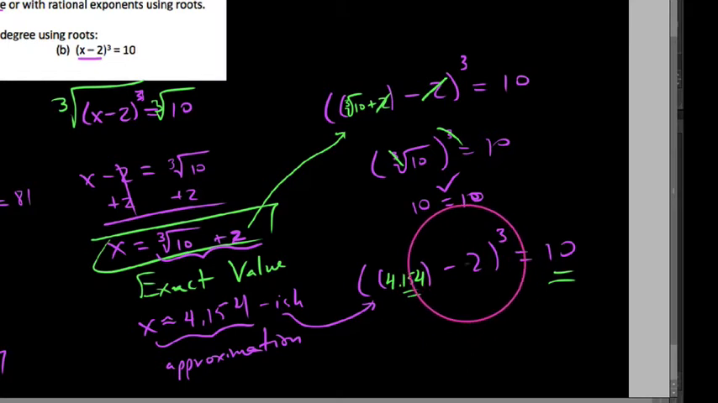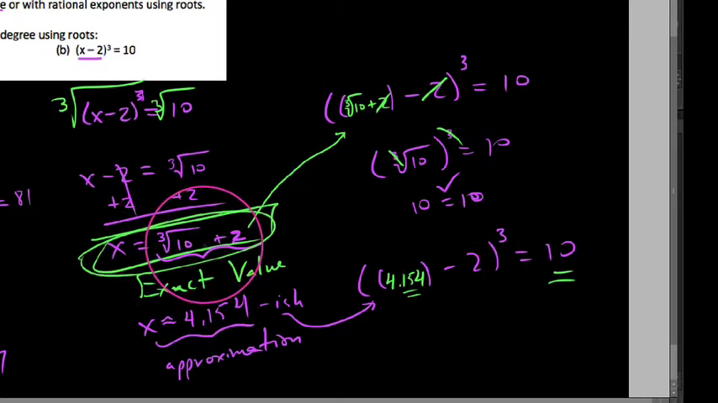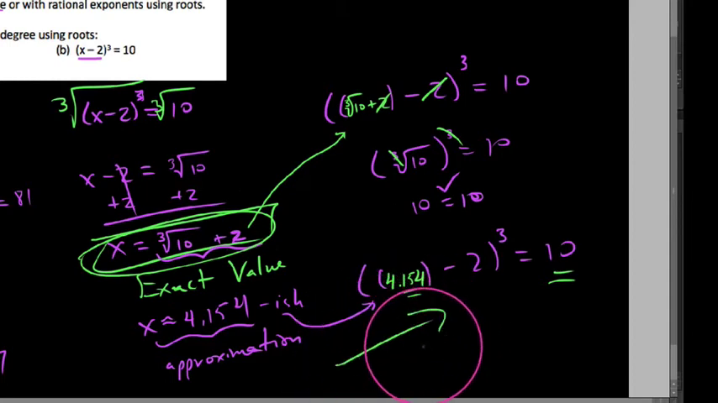So if you want to be more accurate, use the exact value. If you need to be precise, use the exact values. If you need to be somewhat precise, because maybe you're finding a distance or something like that, then just use an approximation. Cheers.